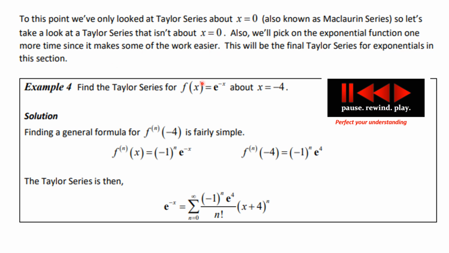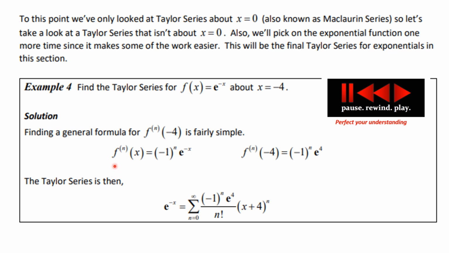Let's expand something about a different point. So this time we're going to say, find the Taylor series for f of x equal e to the minus x about the point x equal minus 4. So now we're expanding it about a different point. You might say, oh, it's going to be the same coefficients. No, it's not, because the coefficients depend on this point. So we need to find a general formula for the nth derivative at minus 4.